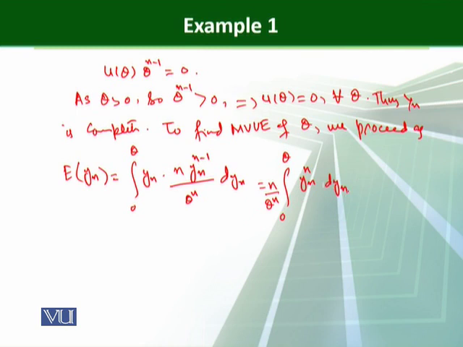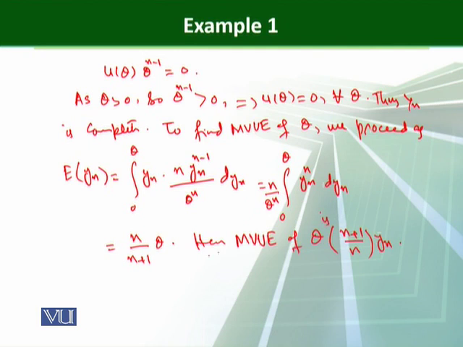So when we take the integration of this and put the limits, we get n over n plus 1 into theta. So hence, taking this to the other side, the minimum variance unbiased estimator of theta is n plus 1 over n into Yn. So the minimum variance unbiased estimator of theta is this one.